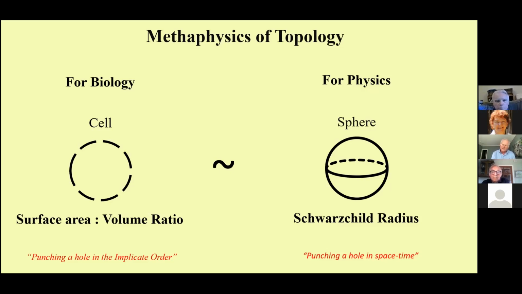And similarly, in physics, lo and behold, I discovered what's called the Schwarzschild radius. Schwarzschild was an astronomer who superimposed Einstein's field theory on a sphere and discovered this radius, which is the principle behind understanding what black holes are. But as I show here in italics, in both cases, you're punching a hole. In the case of the cell, it's punching a hole in the implicate order, creating space. In the case of the black hole, it's punching a hole in space-time. So you have a continuous surface now with a space within it, which then gets filled through the processes of either the cell or the black hole. Next slide.